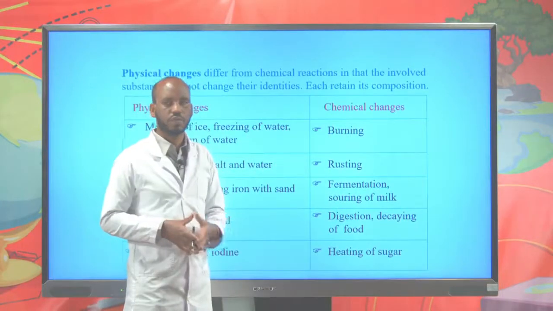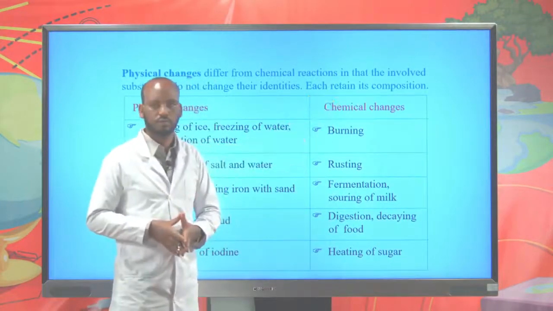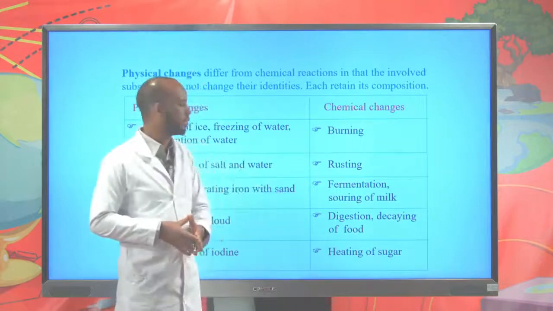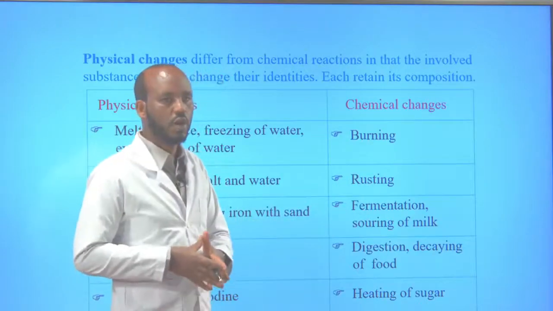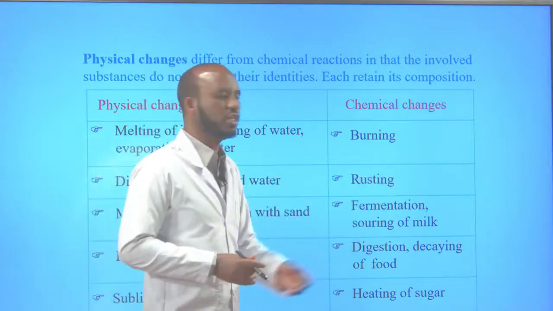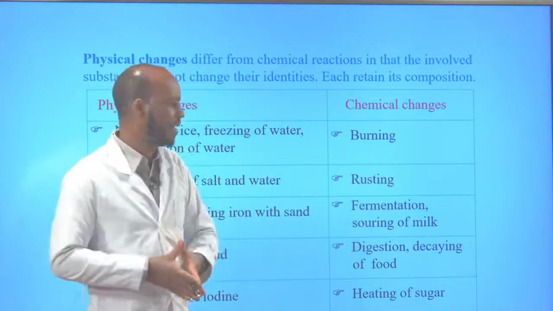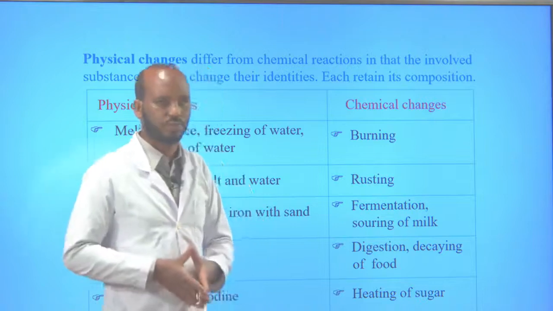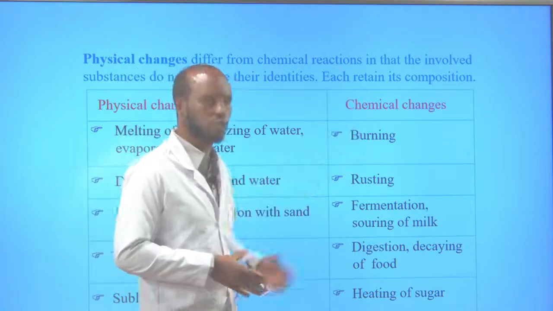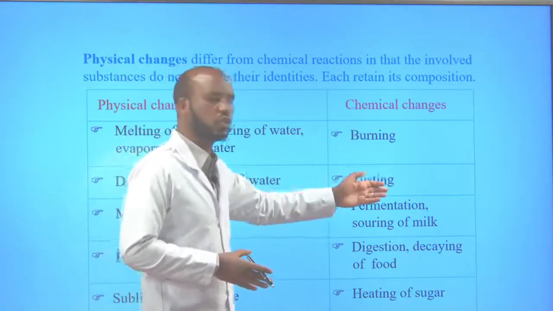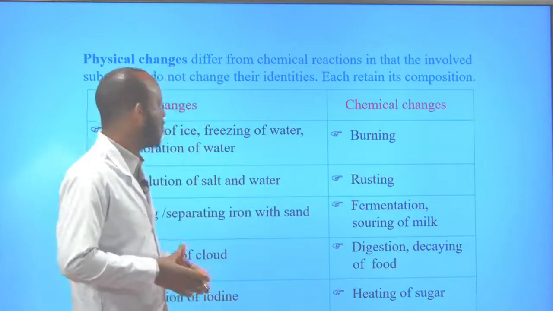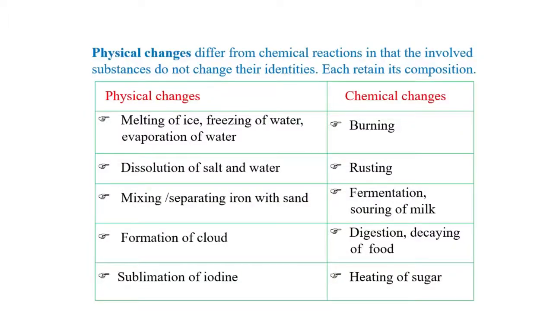Chemical changes: oxidation of substance, for example burning, rusting. We know that water and oxygen jointly oxidize iron and convert it into rust, which is an example of chemical change. It's a chemical process, a chemical reaction. Fermentation, souring of milk, digestion, decaying of food, and heating of sugar are examples of chemical changes.